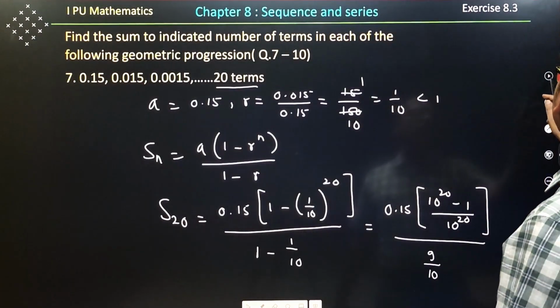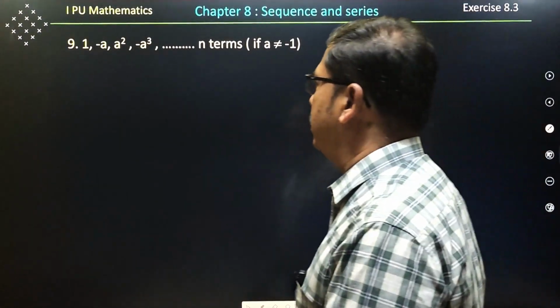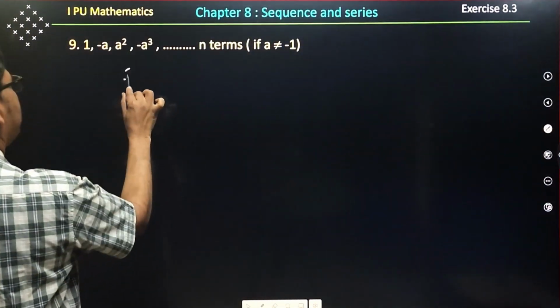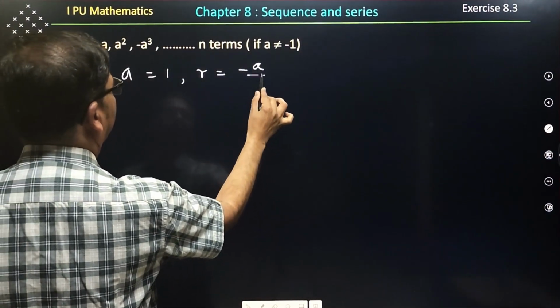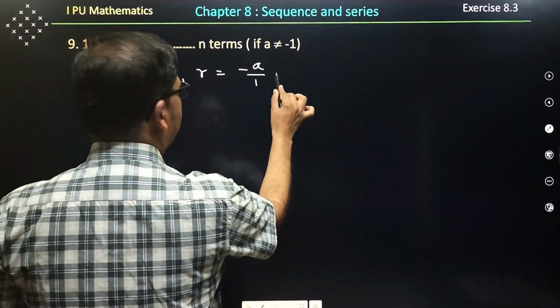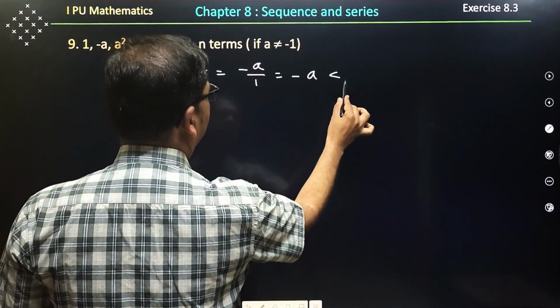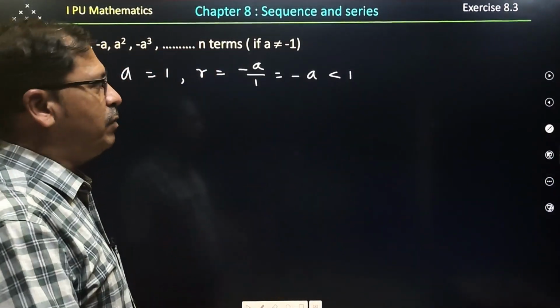Okay, 9, 10 same. Now first term is a, which is equal to 1. Common ratio r is equal to minus a divided by 1. Second term divided by first term I have taken. This is equal to minus a, which is less than 1. Any negative integer is definitely less than 1 here.